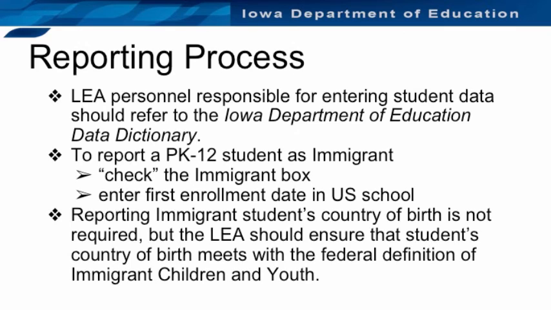The reporting process requires LEA personnel responsible for entering student data to refer to the Iowa Department of Education Data Dictionary. They must report a PK-12 student as immigrant by checking the immigrant box and entering the first enrollment date in U.S. school. Reporting immigrant students' country of birth is not required for SRI reporting, but the LEA should ensure that students' country of birth meets the federal definition of immigrant children and youth.